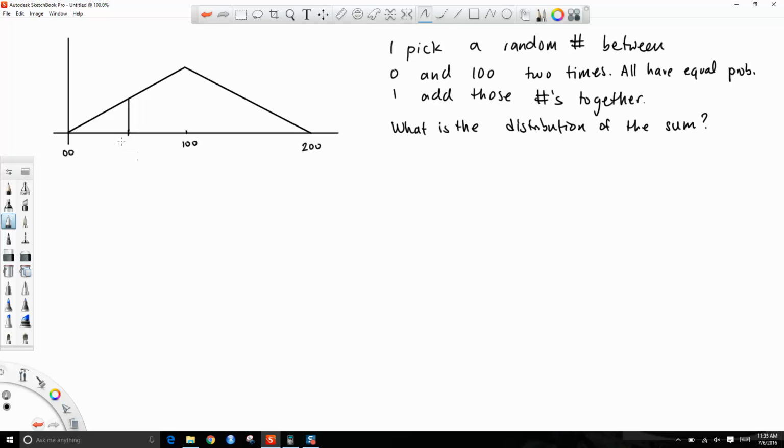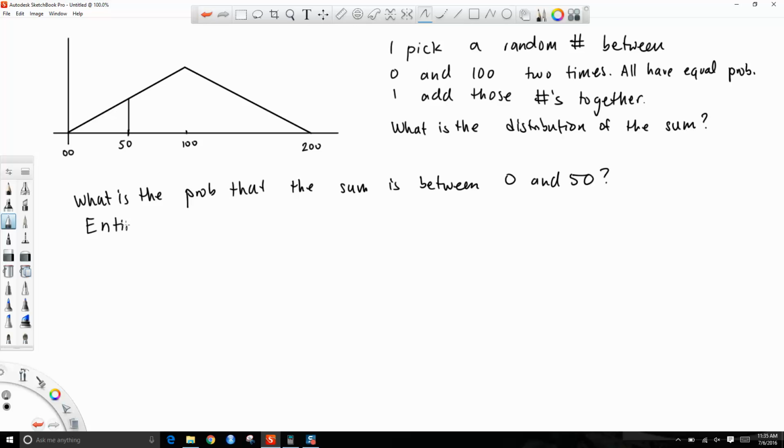And we can ask something like, what's the probability that the sum is between 0 and 50, okay? Well, the only rule is that the entire area is 1, okay? So if the entire area is 1, we're basically asking how much is shaded right here, okay?